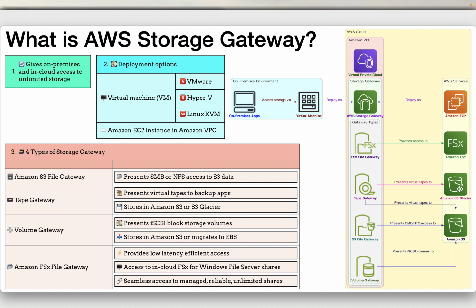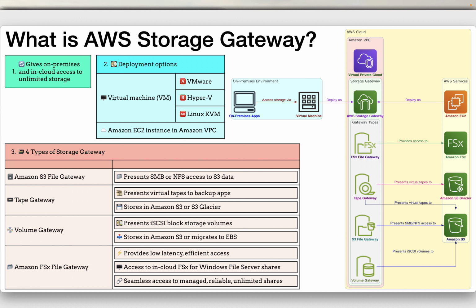Next type is Volume Gateway. Volume Gateway presents iSCSI block storage volumes to your on-premises applications that you can store in Amazon S3 or migrate to Amazon EBS. And finally, Amazon FSx File Gateway.